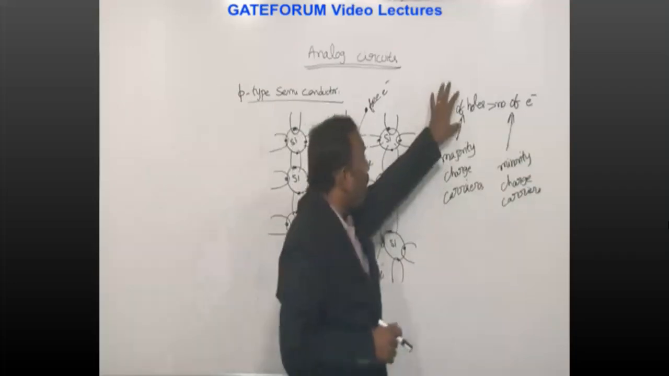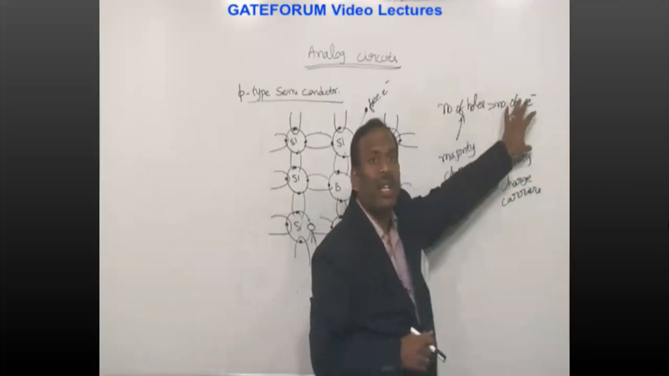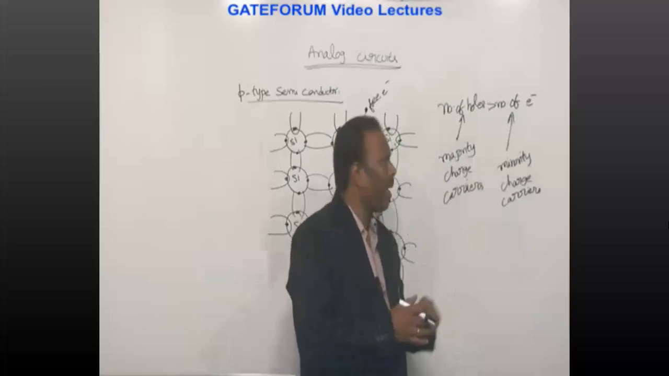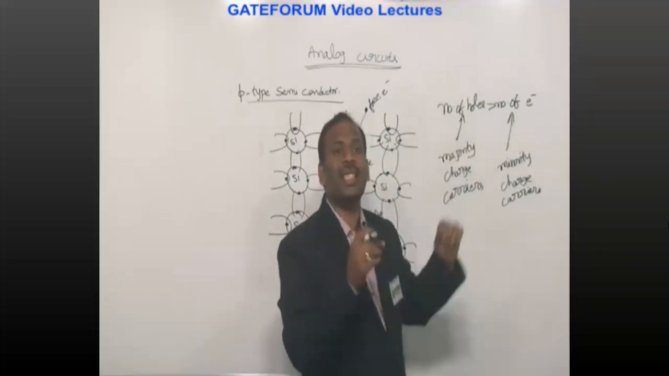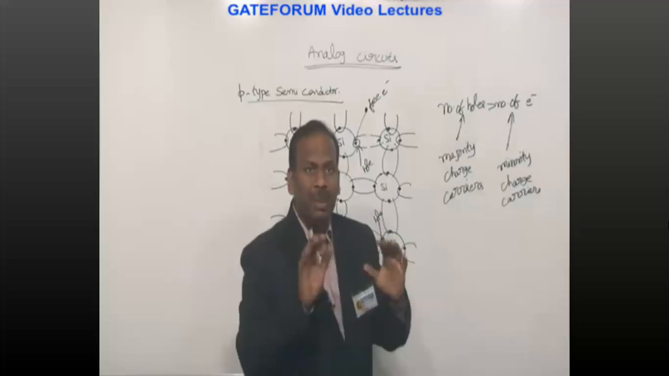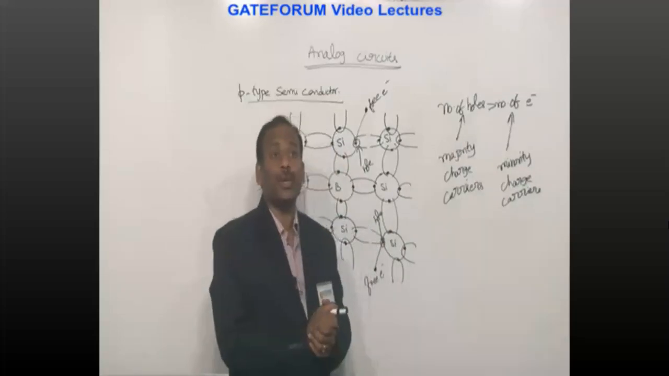Now, holes have a positive charge and electrons have a negative charge. Therefore, is a p-type semiconductor electrically positive? Once again, this is a wrong concept. A p-type semiconductor is also electrically neutral.